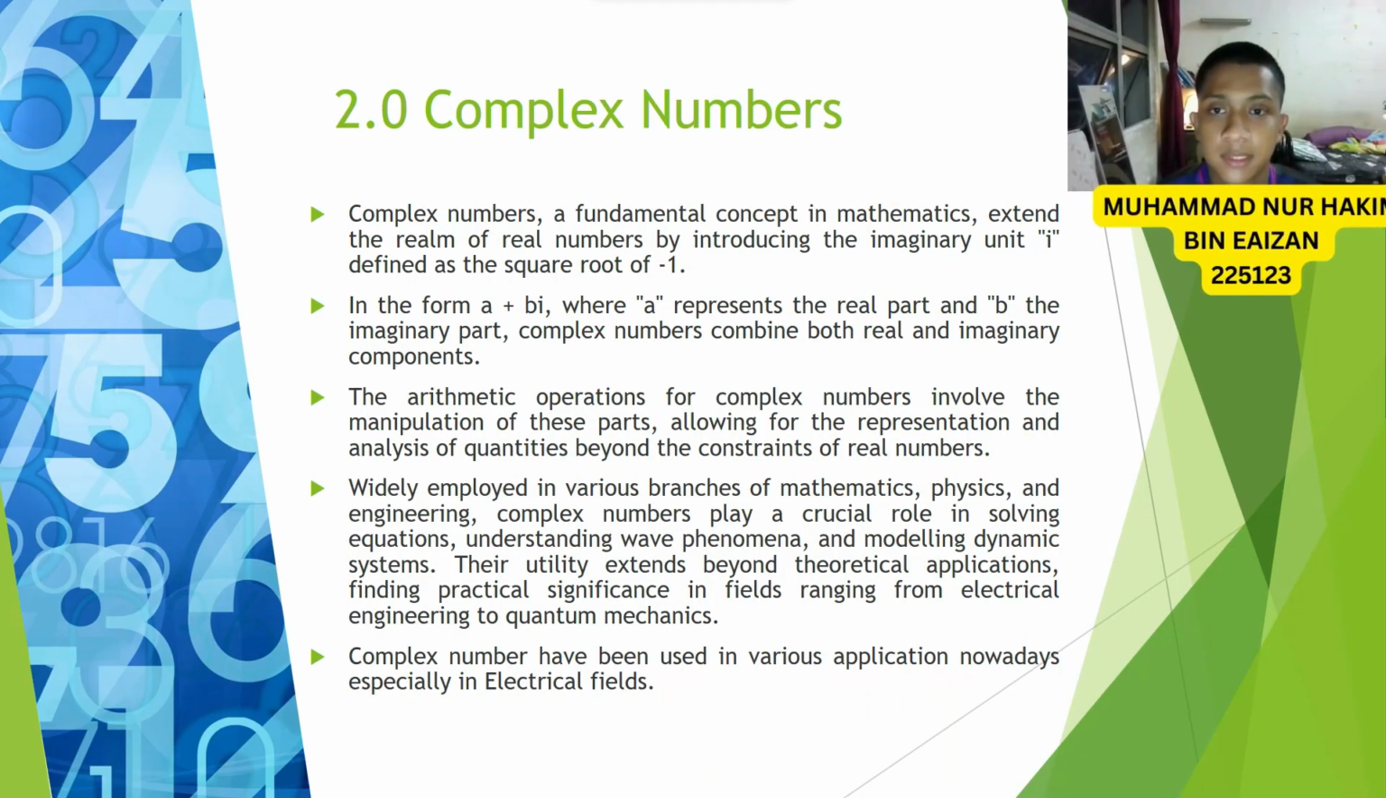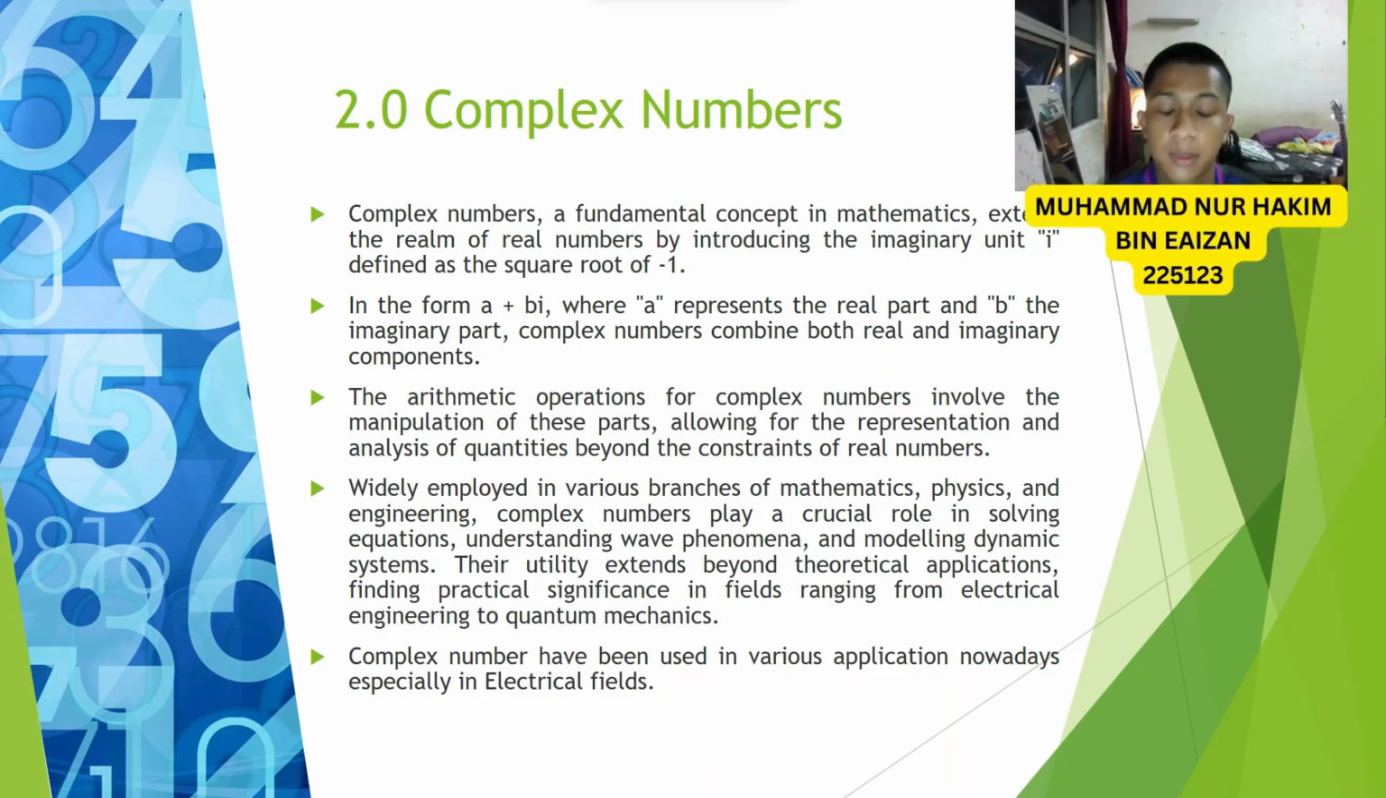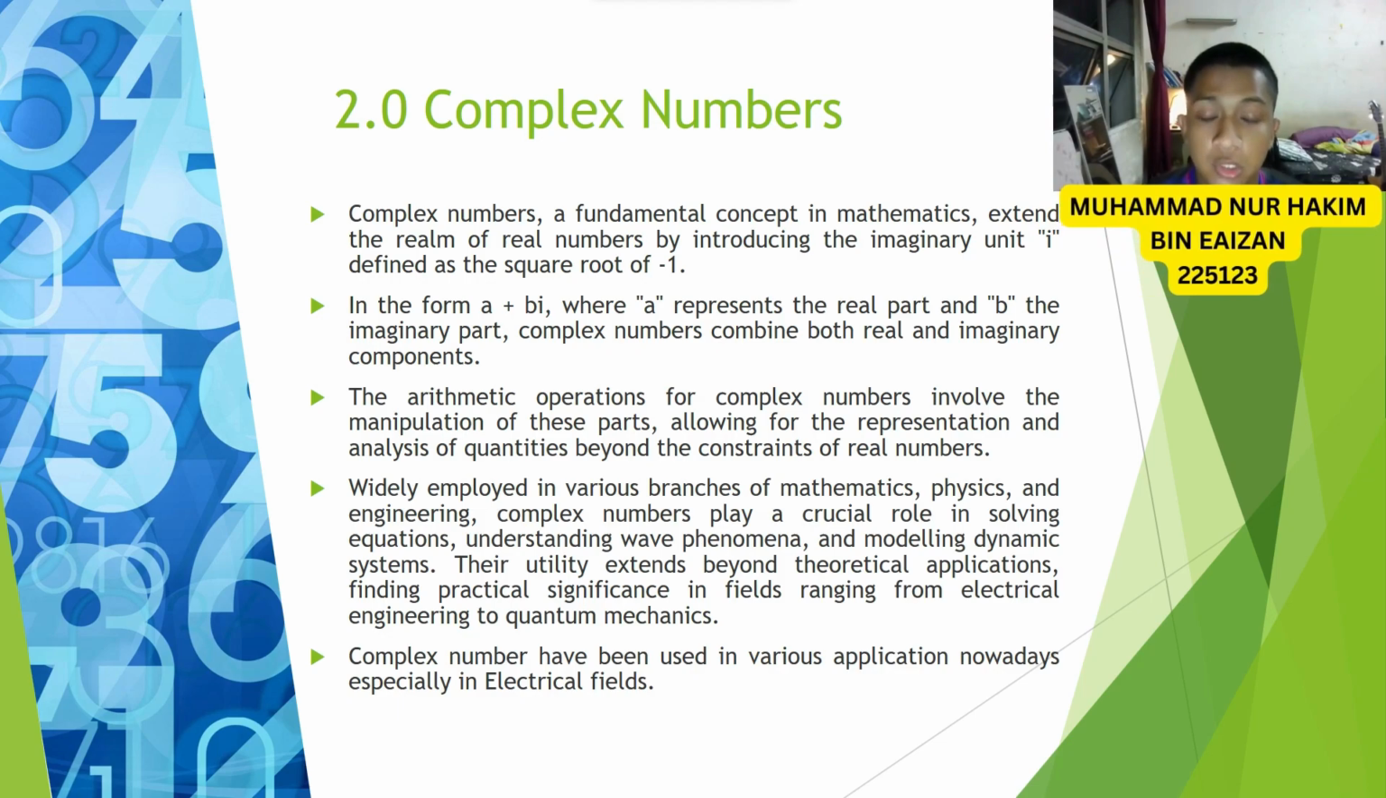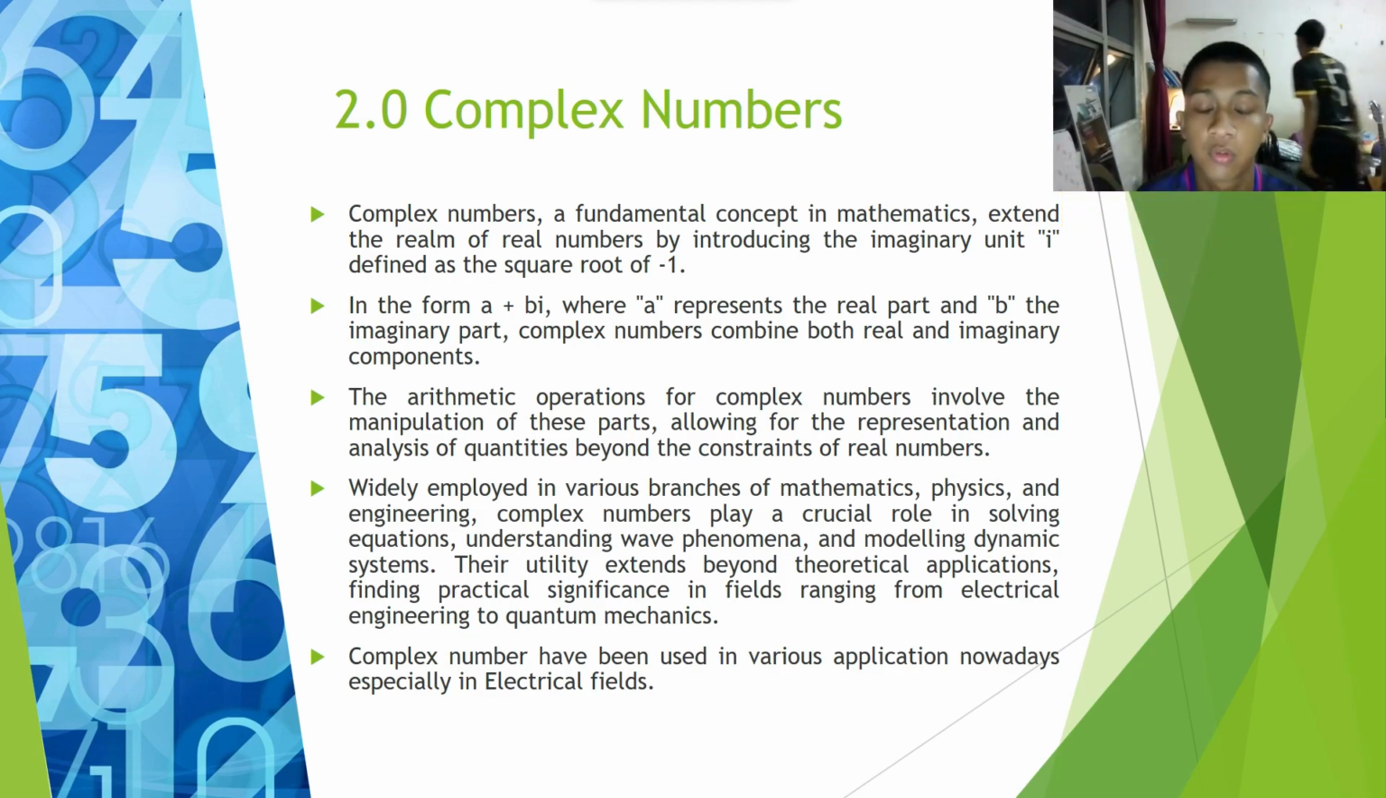Next, complex numbers. Complex numbers are a fundamental concept in mathematics that extend the realm of real numbers by introducing the imaginary unit, which is called i, defined as the square root of -1, in the form of a + bi, where a represents the real part and b represents the imaginary part. Complex numbers combine both real and imaginary components. The arithmetic operations for complex numbers involve the manipulation of these parts, allowing for the representation and analysis of quantities beyond the constraint of real numbers.